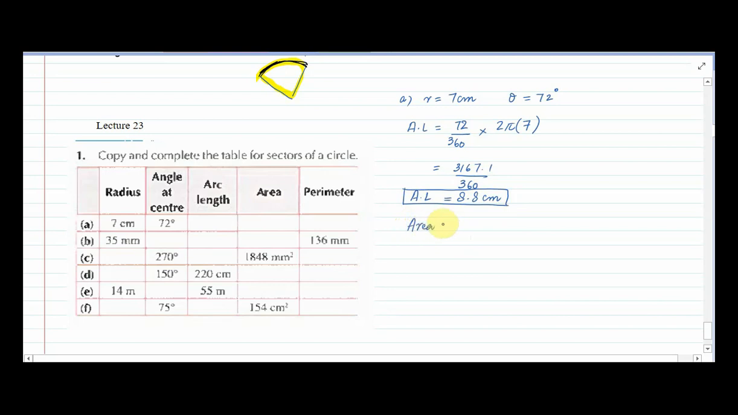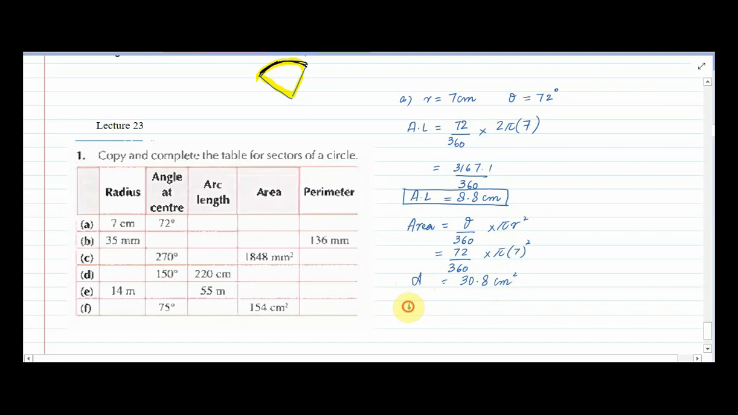Now after arc length, you need to find area. So area of a sector is angle divided by 360 multiplied by pi r square. So angle is known, that is 72, divided by 360 multiplied by pi. The value of radius is 7, so it's 7 square. So it will be 72 multiplied by 3.142 multiplied by 49 and divided by 360. So its answer is 30.8 centimeter square. That is the area of the sector.